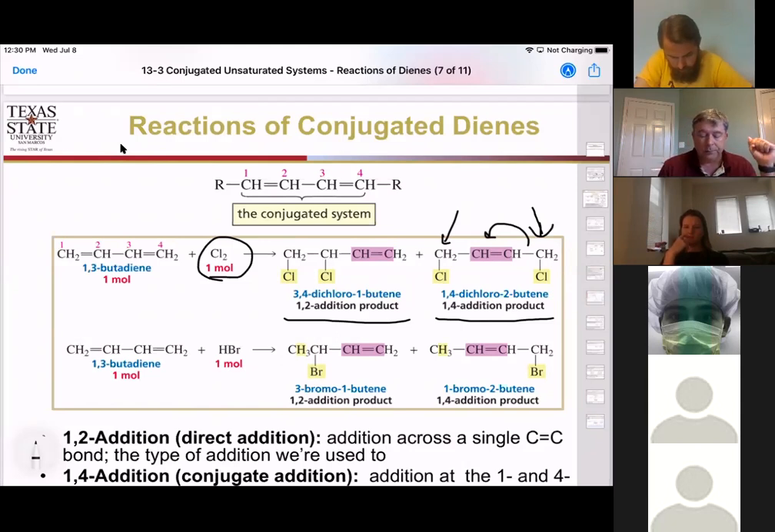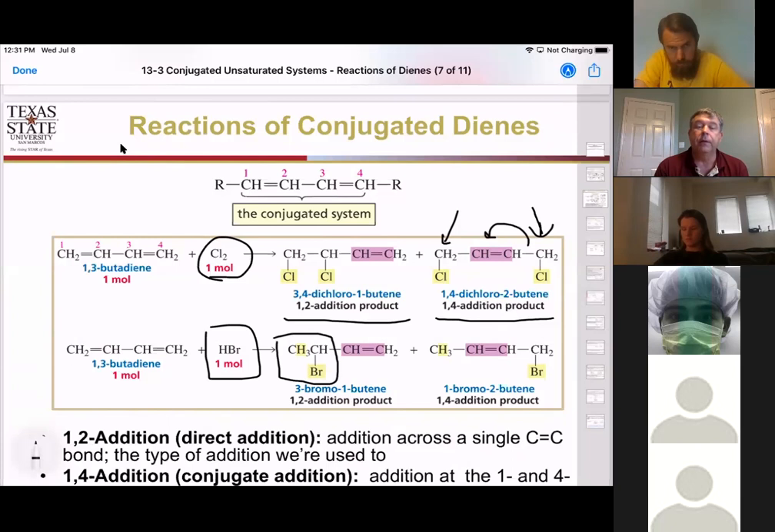So let's try it again where, instead of adding chlorine, which is symmetrical, let's add something unsymmetrical like HBr. So when we add HBr here, we're expecting it to act like a regular alkene or act like a conjugated diene. If it reacts like a regular alkene, what we should see is the 1,2 addition, because the hydrogen is going to add to the least substituted carbon, and the bromine is going to add second and add to the more substituted carbon.